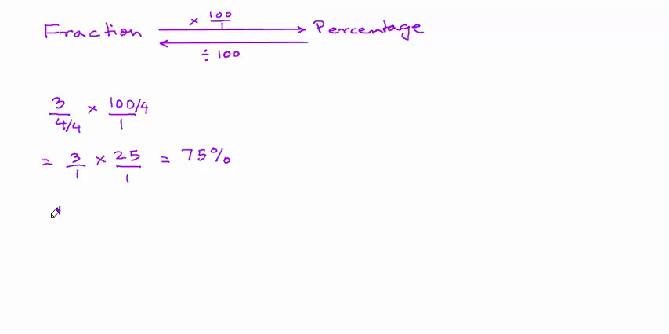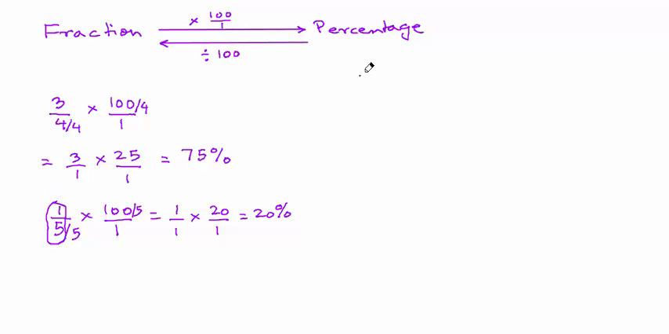Similarly, the fraction 1/5 is equal to 1/5 times 100 over 1 as a percentage. Divide 5 with 5, 100 with 5. You have 1 over 1 times 100 divided by 5 is 20 over 1. So this is 20%. That's the percentage equivalent of 1/5, this fraction.